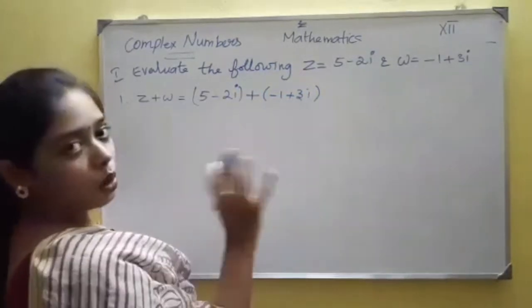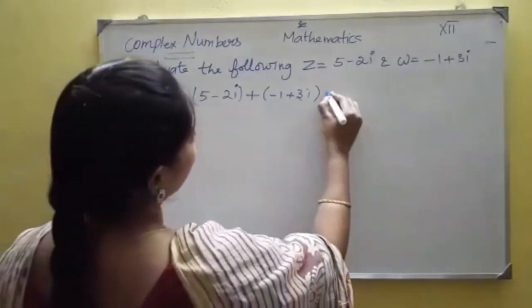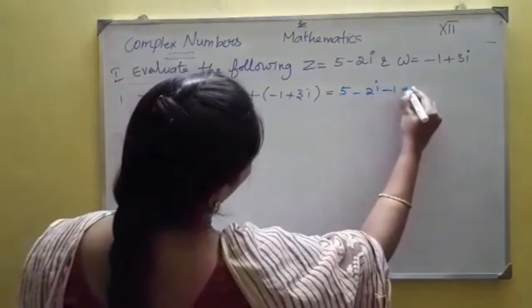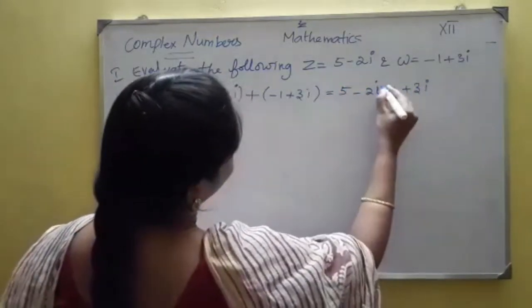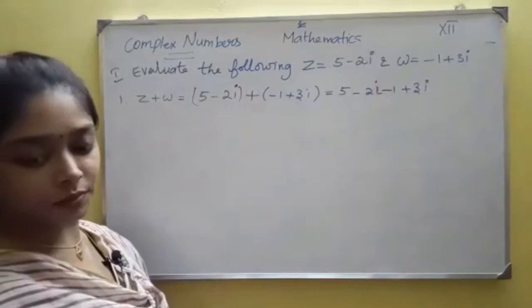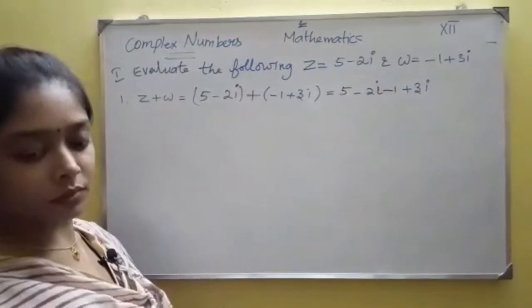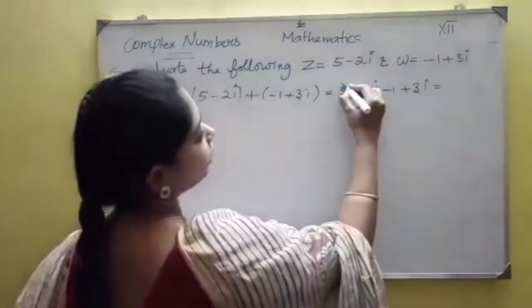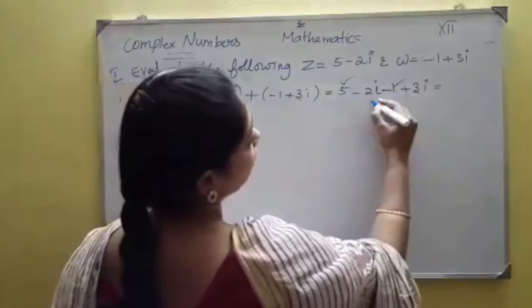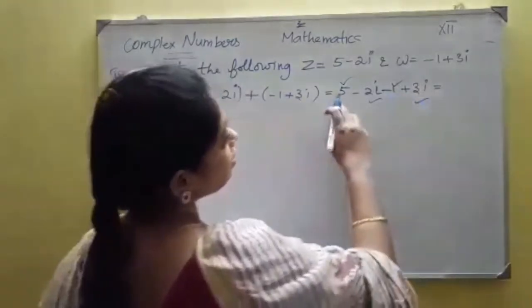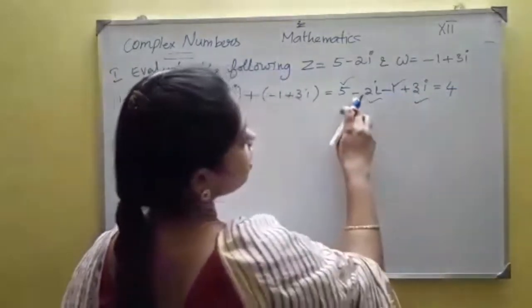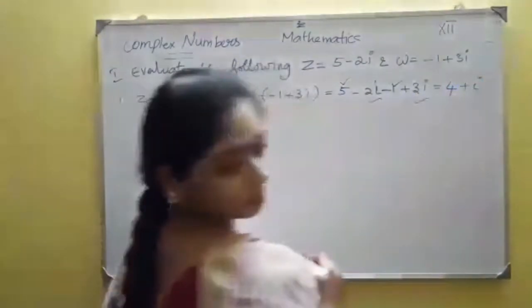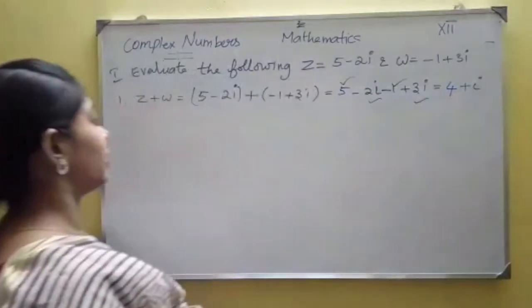So now how to add two complex numbers? 5 minus 2i minus 1 plus 3i. Add the real numbers first separately, and add the imaginary parts separately. So 5 minus 1 is 4. What is minus 2 plus 3? Plus 1i, which you can simply write as i.